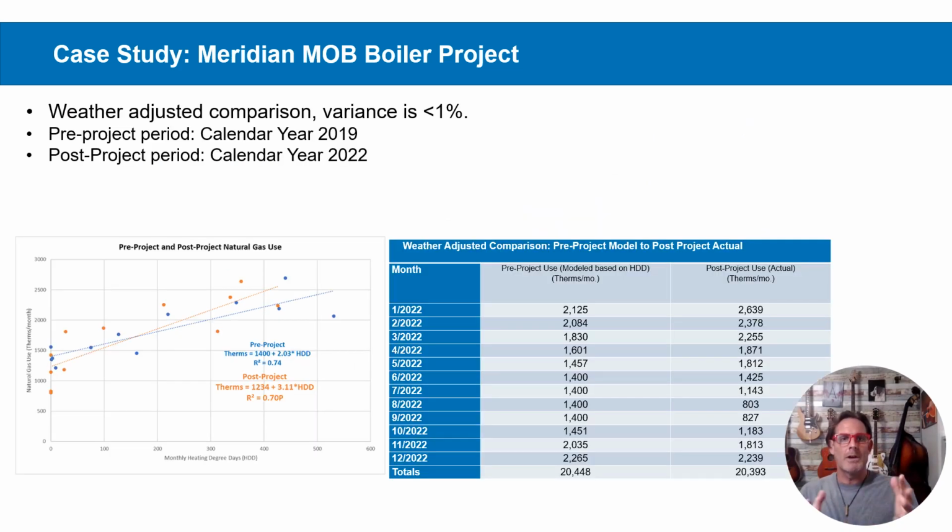And this is our final energy comparison on the building. This one is very, very close. So we did a weather-corrected comparison. We can actually do that. We correct the pre-project period and the post-project period for the weather data that happens in that period, but still in this case the variance was less than 1%.